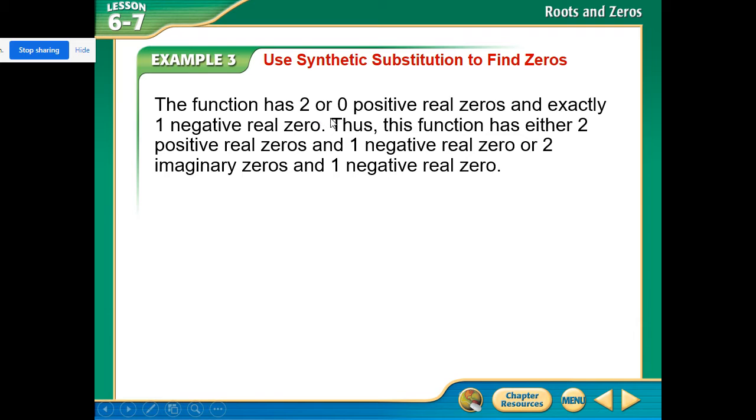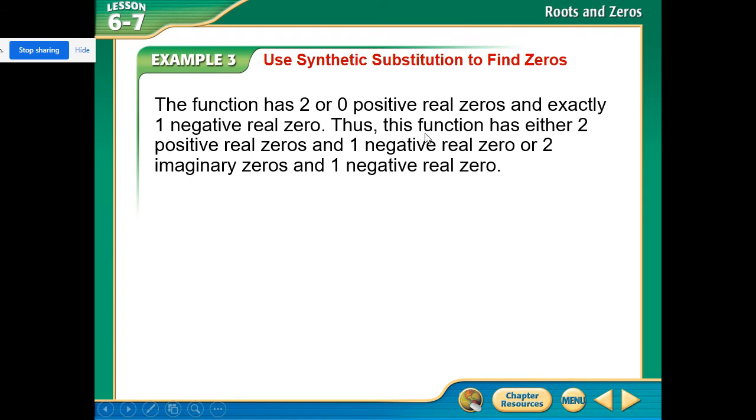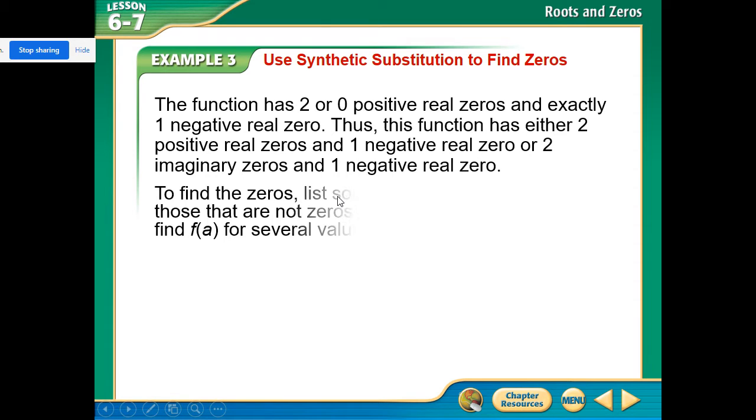So what does that mean? Because we have a degree of 3, we're going to have 3 possible answers. We can either have 2 positive and 1 negative, or 2 imaginary and 1 negative. Either way, we're going to have a negative. So that's where I'm going to actually start focusing in on.